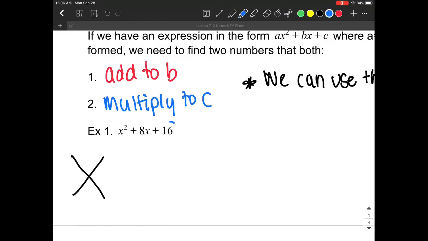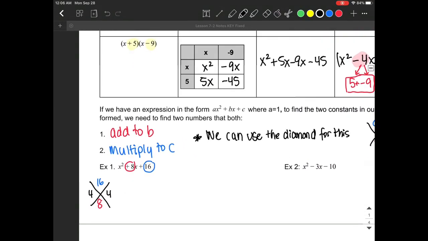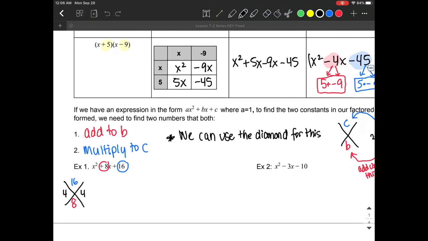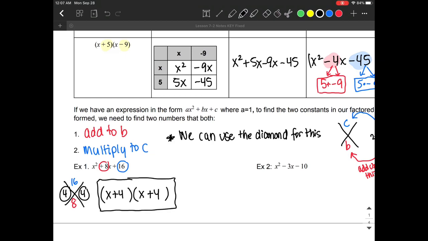So with the diamond, I'm looking for two numbers that multiply to 16 and add up to 8. Those two numbers are 4 and 4. These numbers immediately tell me what's in factored form. My first term inside the parentheses is going to be x, and I'm going to add 4 in the first one and add 4 in the second one. These numbers tell me directly my factored form, and this is my final answer.